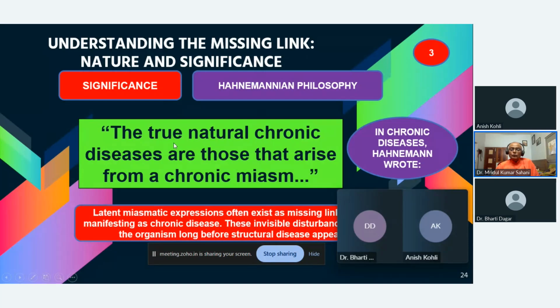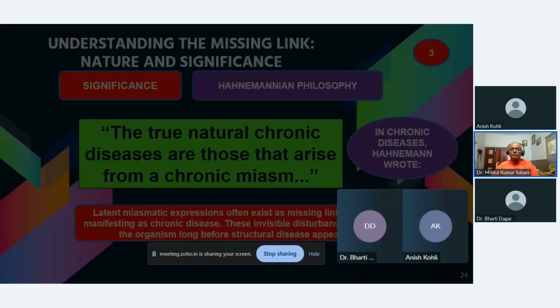Then true natural chronic diseases are those that arise from the chronic miasms. We must have an understanding about this. In chronic disease, Hahnemann wrote that true natural chronic diseases arise from the miasms, and latent miasmatic expressions also often act as a missing link. Latent means not visible; these are the underlying factors. So you have to understand that properly.